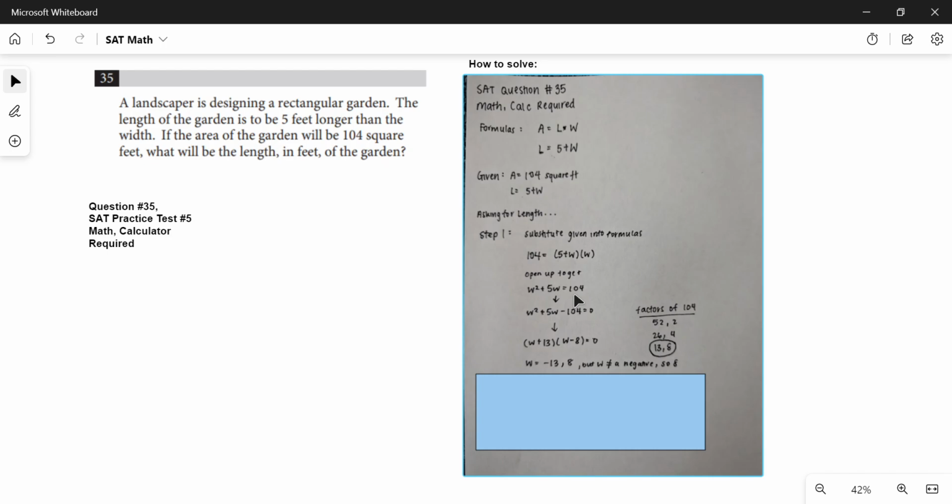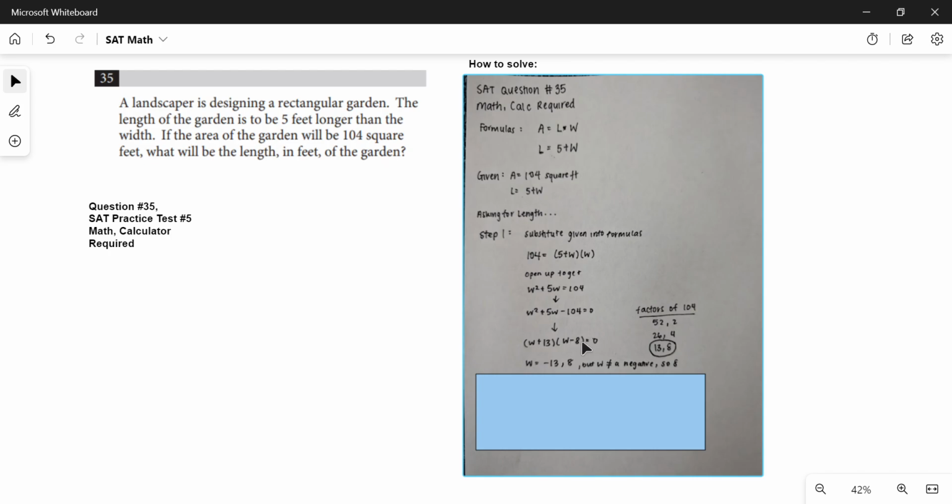Now we need to think of numbers that multiply by each other to give us negative 104 and add up to give 5. So what are the factors of 104? Some common factors we can think of are 52 and 2, but that would be too big because 52 minus 2 is 50. Then we have 26 and 4, but 26 minus 4 is 22, which is once again too big. Then we have 13 and 8, and 13 minus 8 is actually 5, and that's exactly what we need here. So we know that our combination will definitely be 13 and 8.